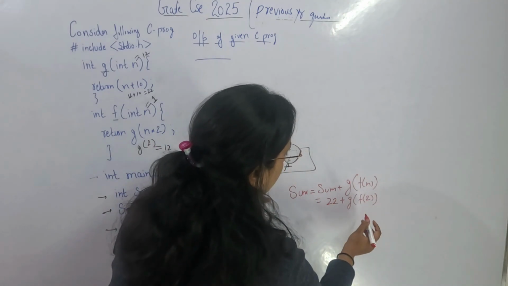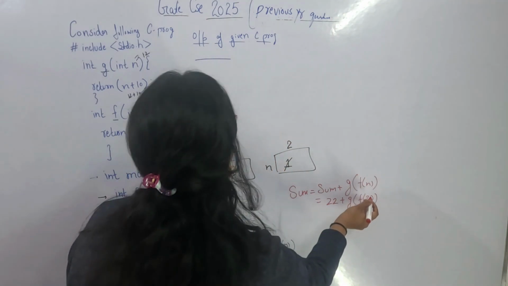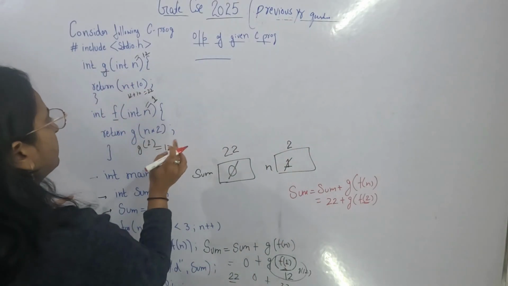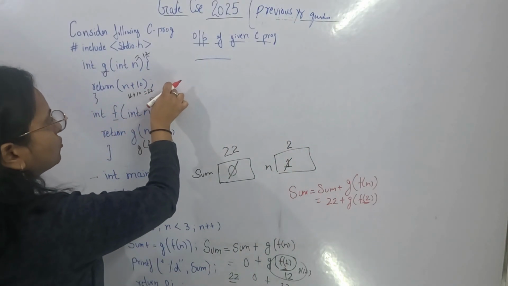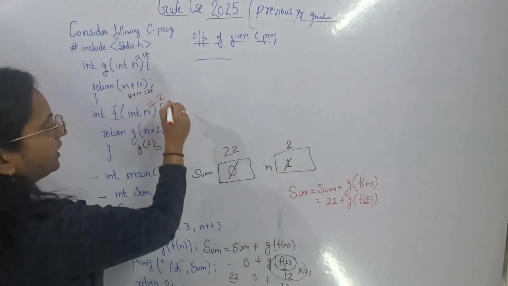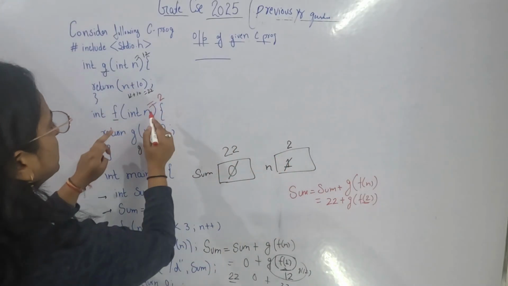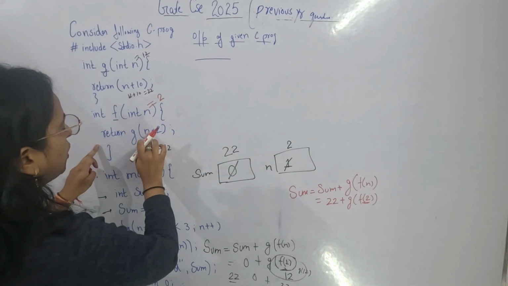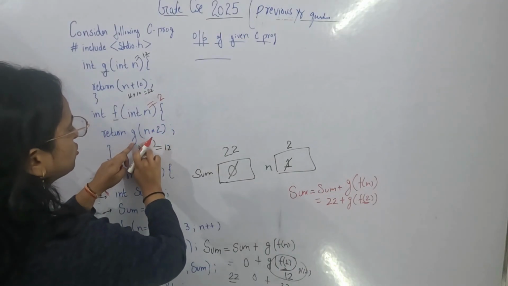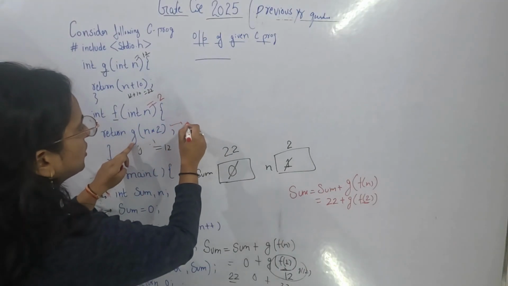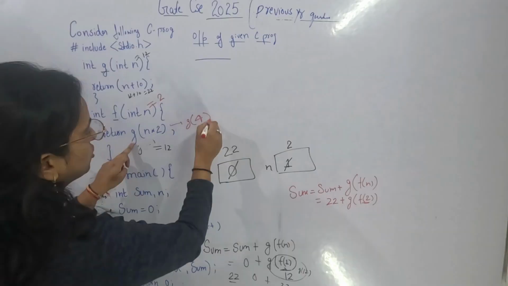Now again we have to repeat the same, f of 2. Where is your f? This is your f. So we will go here with n equals 2; the parameter passed this time is 2. Now 2 into 2 equals 4. So this is now g of 4.